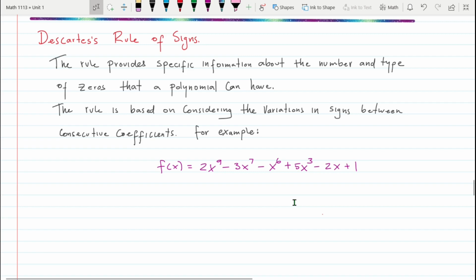Now let's talk about Descartes' rule of signs. And this rule is going to provide us with specific information about the number and type of zeros that a polynomial can have.